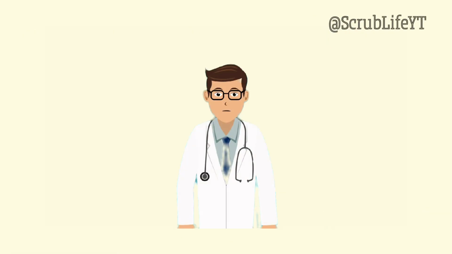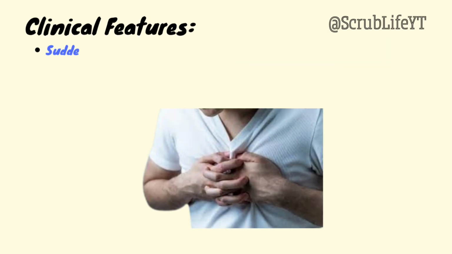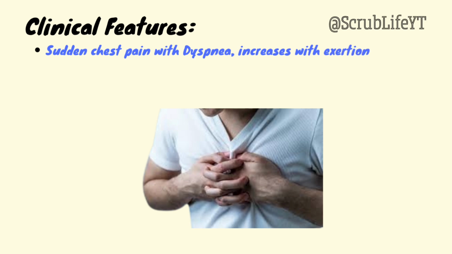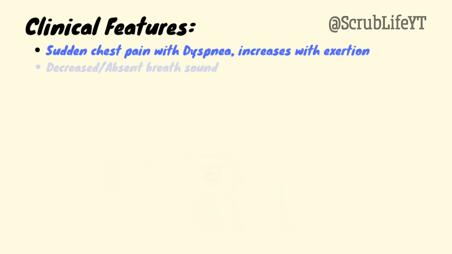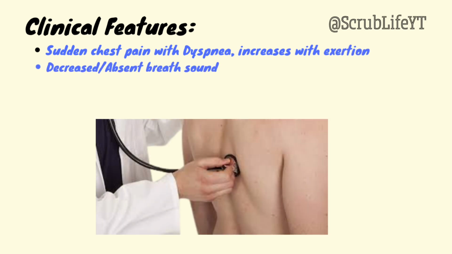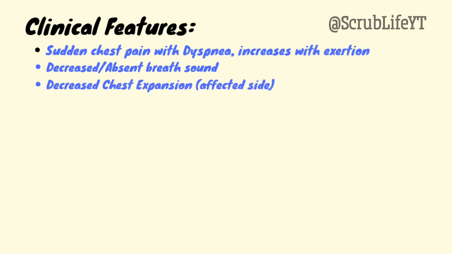Let's move to the clinical features of pneumothorax. It includes sudden unilateral pleuritic chest pain with dyspnea, which is difficult breathing, that increases with exertion. Next, decreased or absent breath sounds on the affected side. Next, decreased chest expansion unilaterally, that's the affected side. Next, tachycardia, which is increased heart rate, tachypnea, which is abnormally rapid breathing, and hypotension, which is low blood pressure.